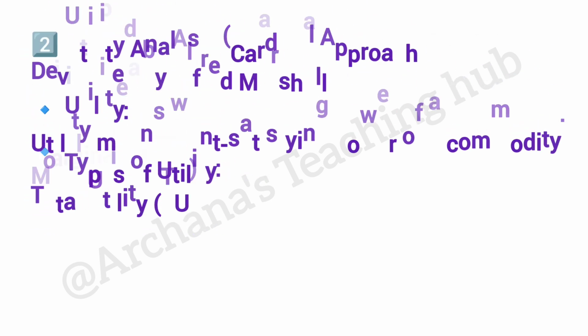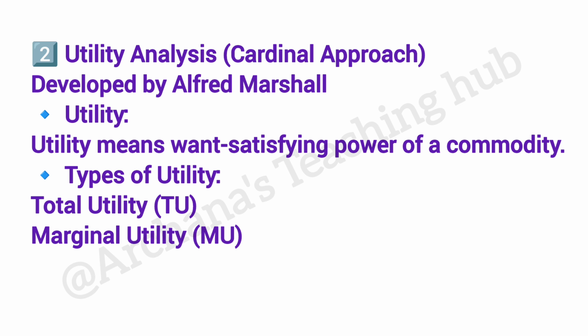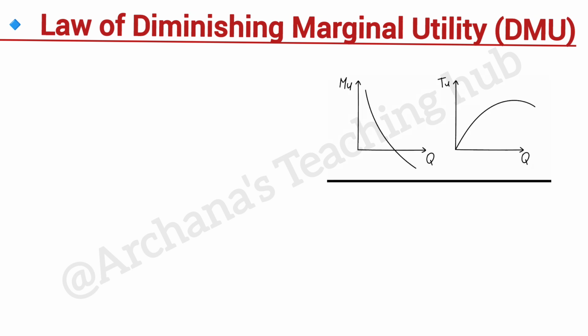Second, utility analysis, cardinal approach developed by Alfred Marshall. Utility means want satisfying power of a commodity. Types of utility: total utility TU, marginal utility MU. Law of diminishing marginal utility.